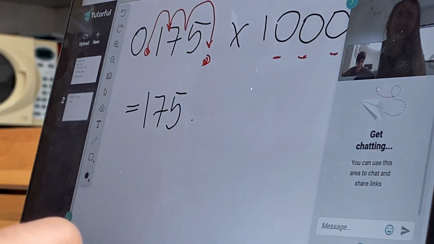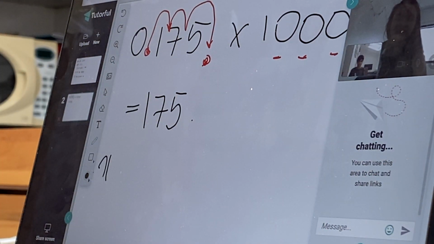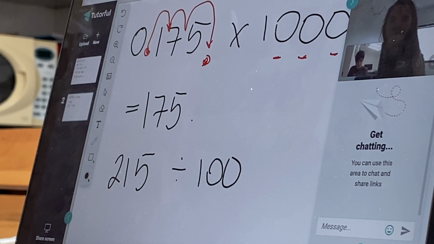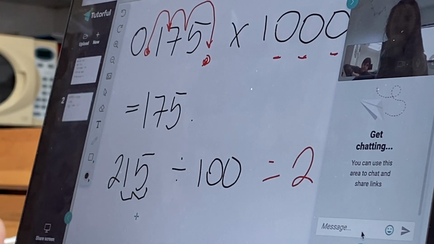Now, if I was going the opposite way, let's take a slightly different example. This is practice with a few different numbers. 215 divided by 100. How would you work out this one? The decimal point is over here, and dividing will go this way. So 2.15. Perfect.